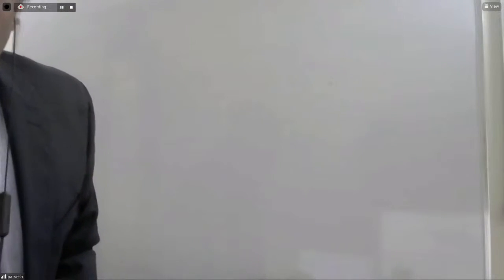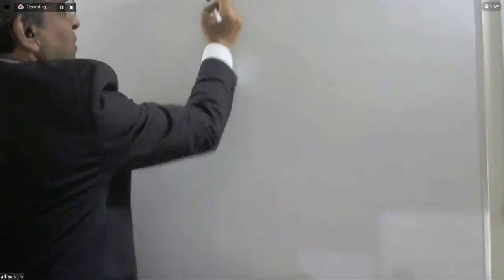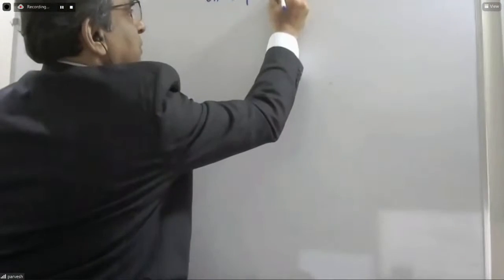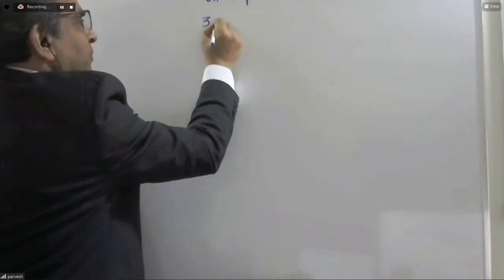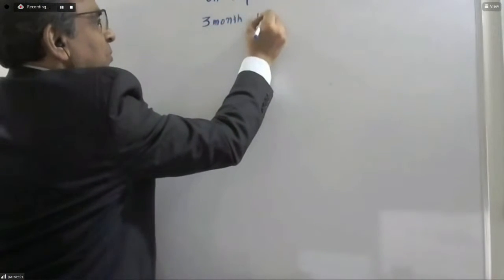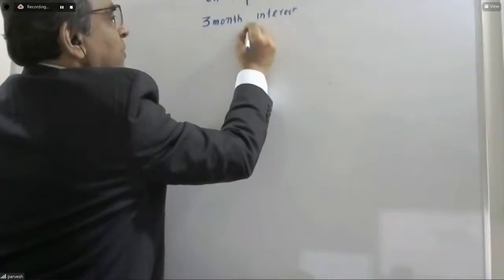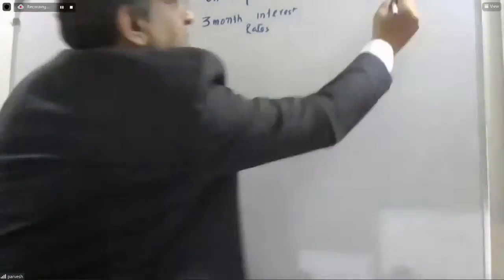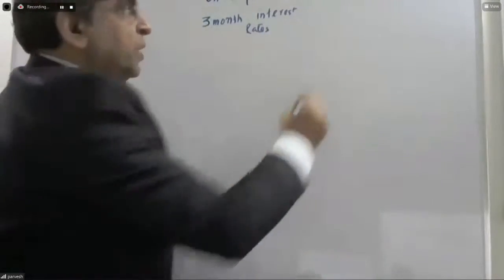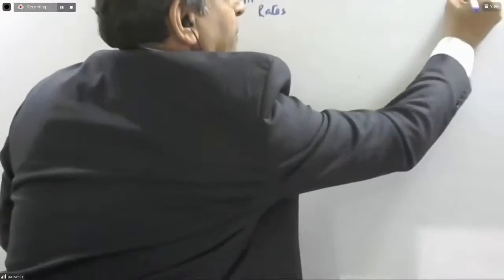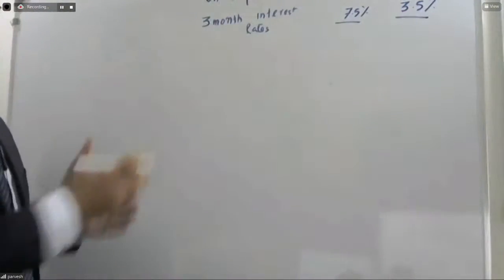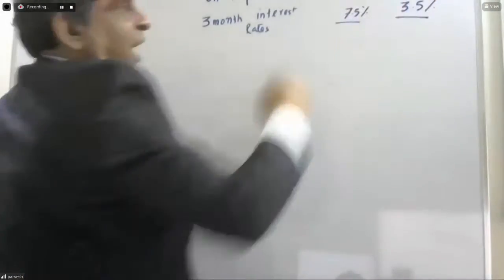So the question is: given that on April 1st, 3-month interest rates are given between UK and US. UK it is 7.5%, and US it is 3.5%. Okay, so UK it is 7.5, USA it is 3.5. Now looking at the interest rate parity theory, definitely US would be trading at a premium compared to UK.